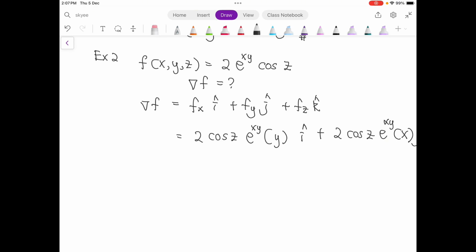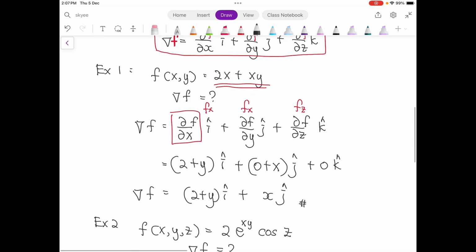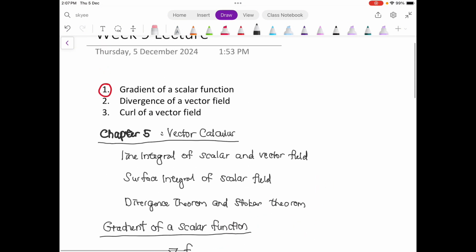Now we go to the second thing that we have to learn today, that is the divergence of a vector field.